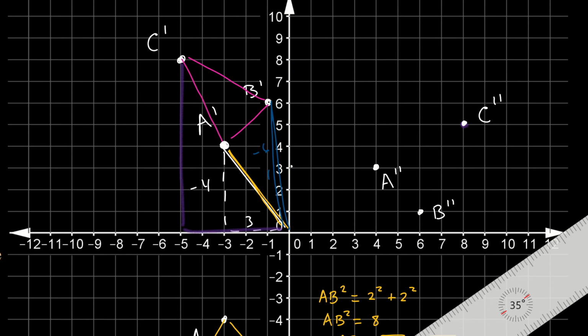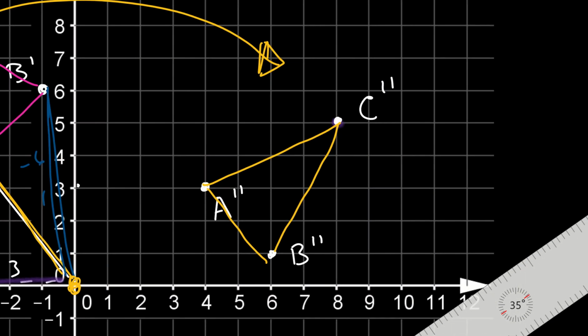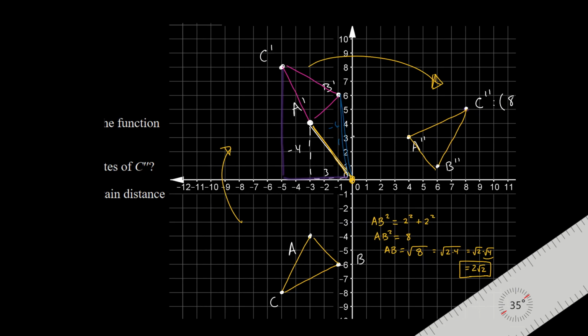So you can see my third triangle on this sequence of transformations is this one. So I did this reflection across the x-axis, and then I did this rotation of this whole thing 90 degrees. My center of rotation was around the origin. This last question said, what are the coordinates of C double prime? So C double prime is located at 8, 5. Here we go, 8, 5. All right, and then last question.